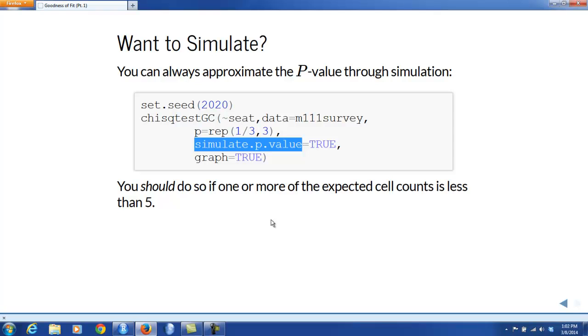Unlike the chi-square test for relationship between two factor variables, there's really only one way to do simulation, and it uses the true value for this argument. Remember that you should simulate if one or more of the expected cell counts turns out to be less than 5.